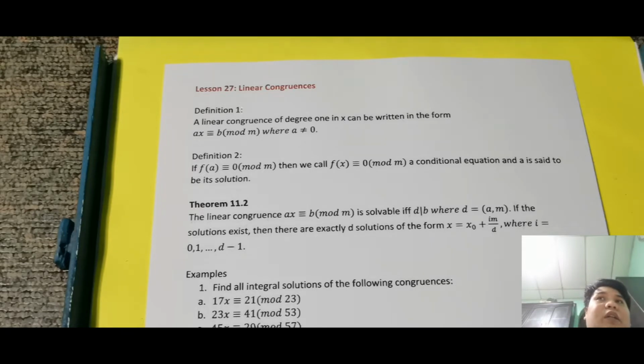So again, may tatlong klase na equation: identity, conditional, tapos yung Diophantine. May iba pang klase na equation. Actually, meron pa yatang absolute equation. I don't know kung tama yung term. Marami talagang klase na equation.